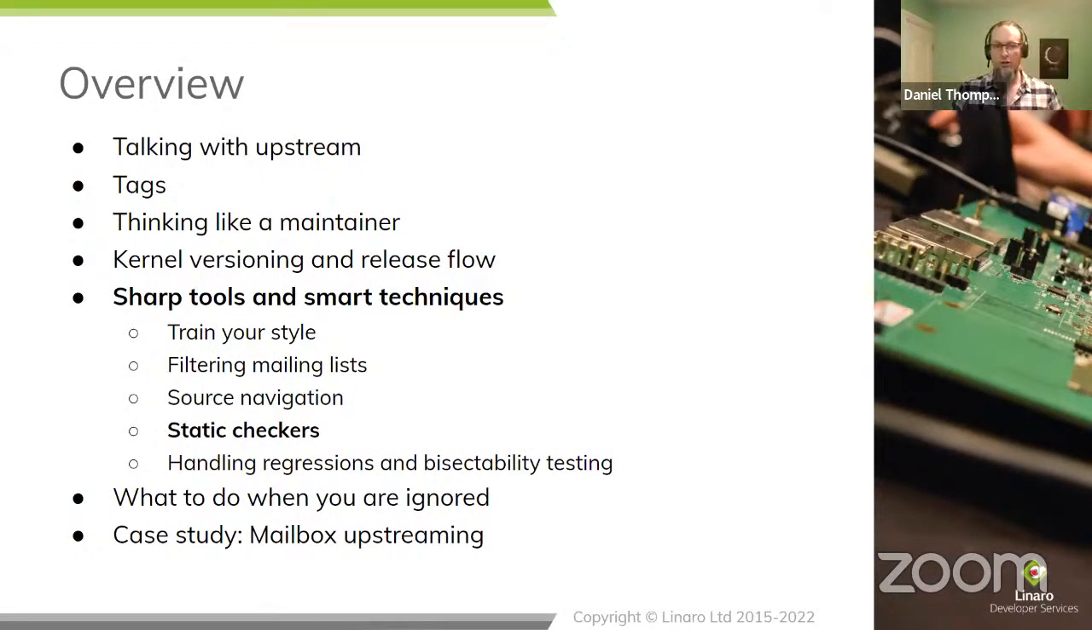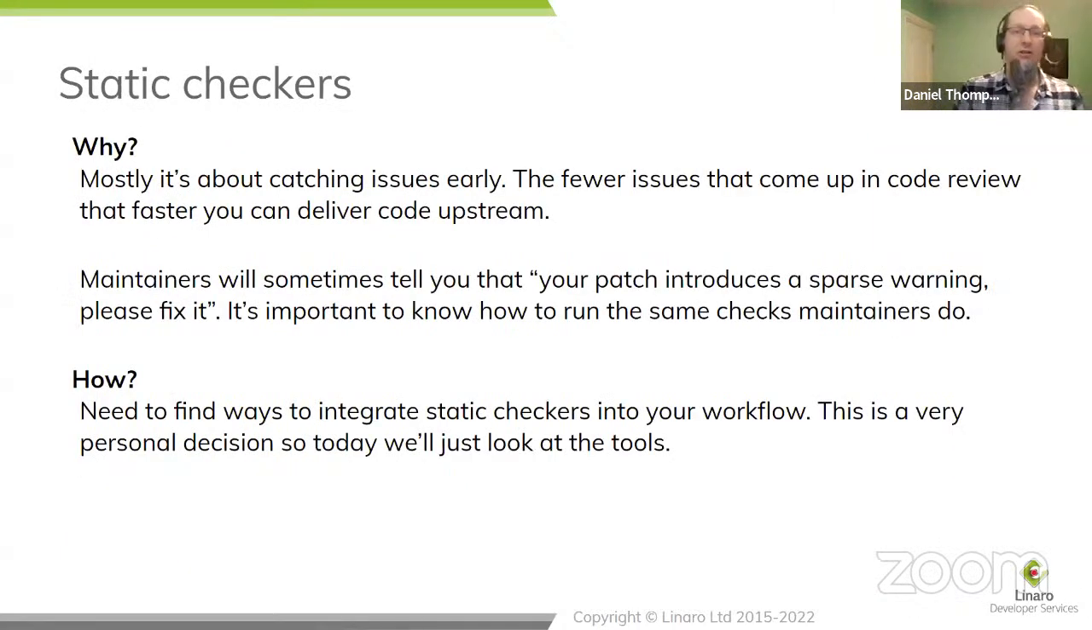Okay, so two more tools and techniques we're going to look at. One is static checking, and the other is git bisect effectively. So static checking. Ultimately, static checkers are tools that try to find bugs in your code without executing it. That is the static part of static. Dynamic checkers run at runtime and are linked into your code to look for problems.